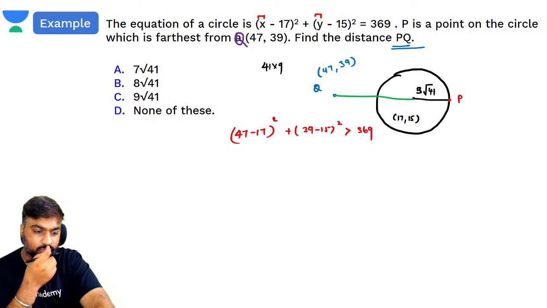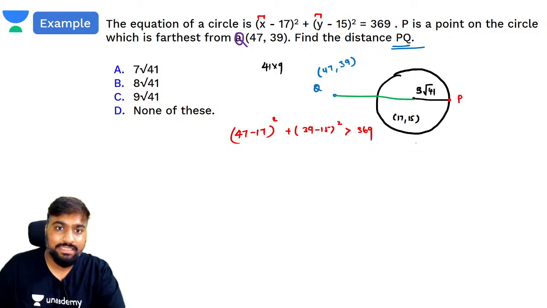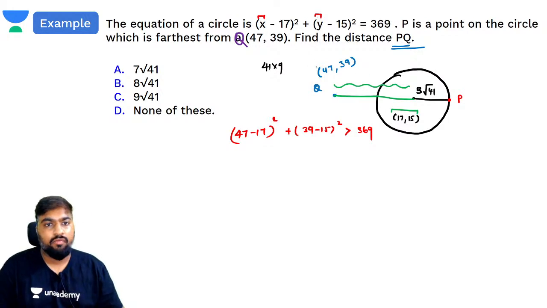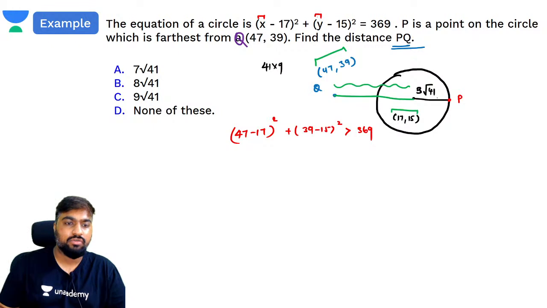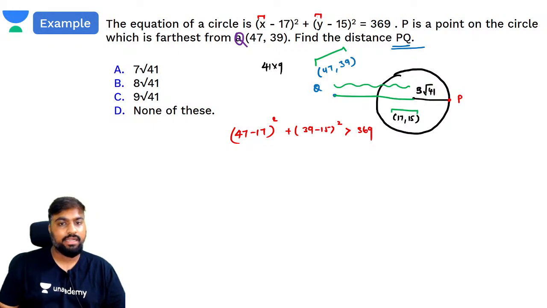Agreed? We know this is the center. So instead of finding this distance, we can rather find this distance. Find the distance between 47, 39 and 17, 15, add the radius once, and we are done.